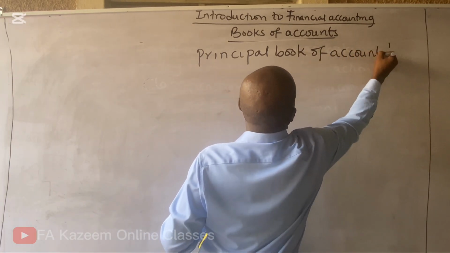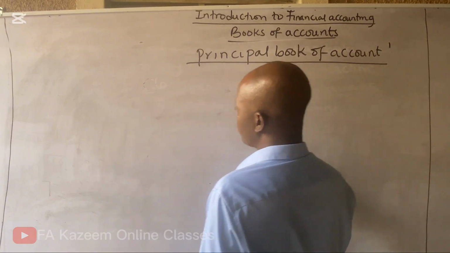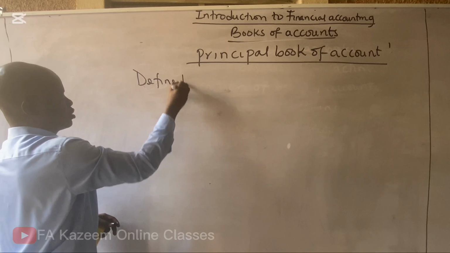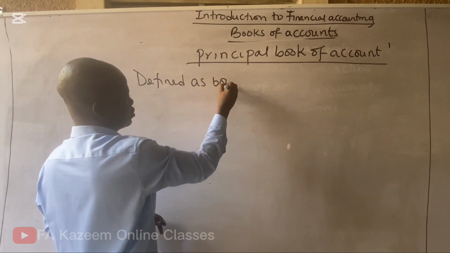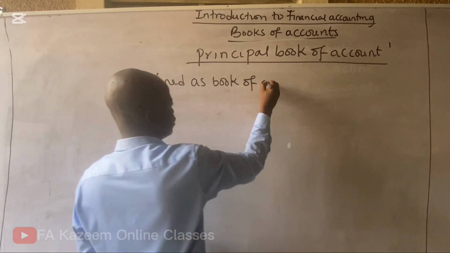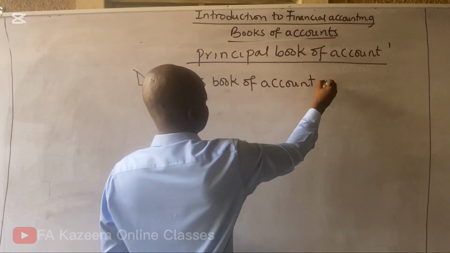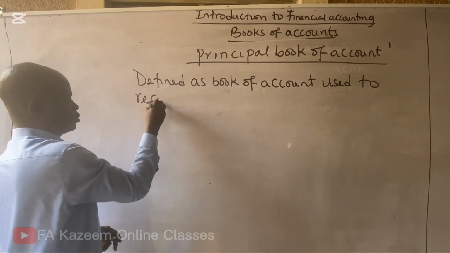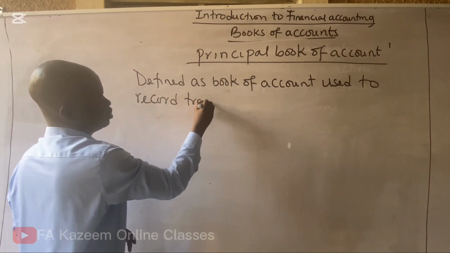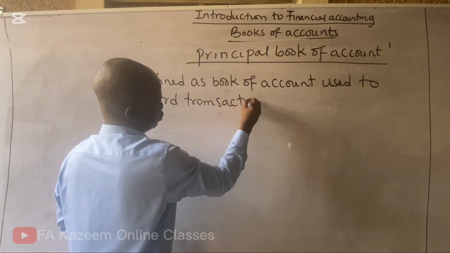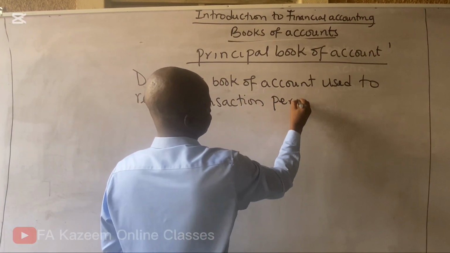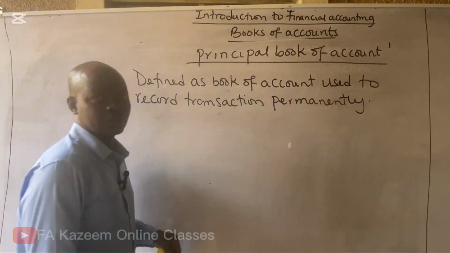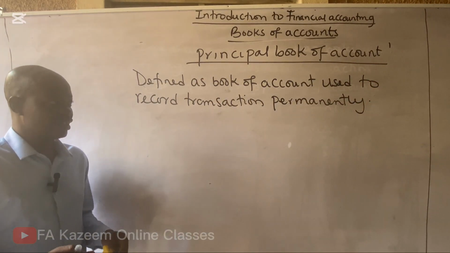Principal book of accounts is defined as a book of accounts used to record transactions permanently. It is used to record transactions permanently.